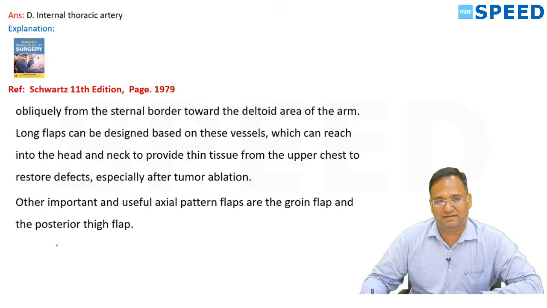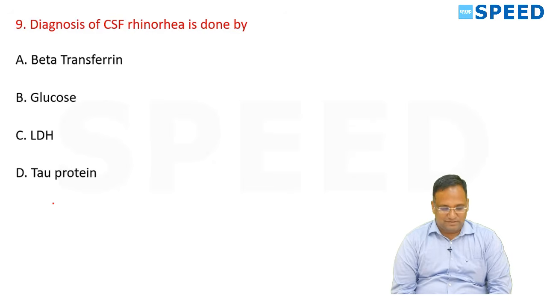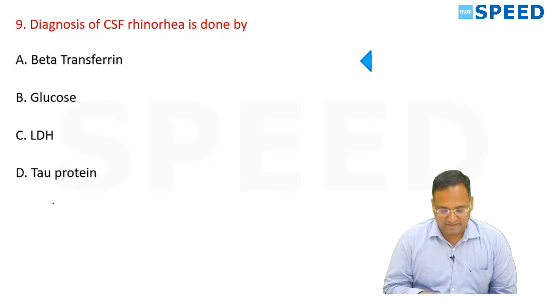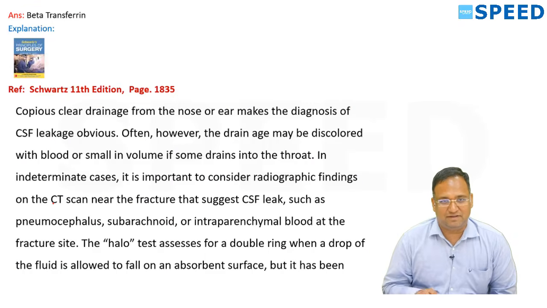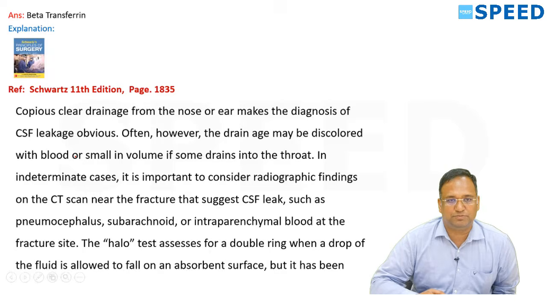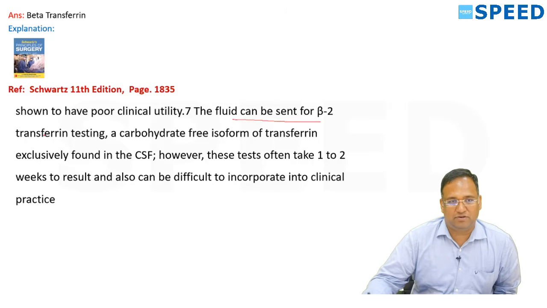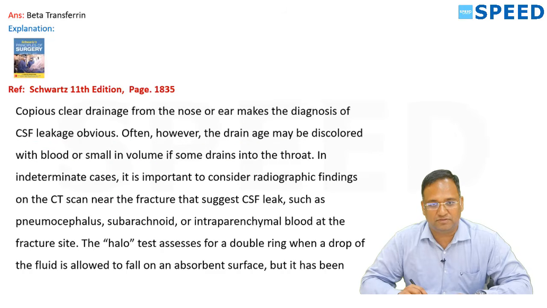So, what is the diagnostic feature of CSF rhinorrhea? This was a very favorite question of mine and well discussed in the class. Correct, beta transferrin. It's a straight line from Schwartz's Principles of Surgery, 11th edition: the fluid can be sent for beta-2 transferrin testing, a carbohydrate-free isoform of transferrin that is exclusively found in CSF. Very, very important. Okay, understood?